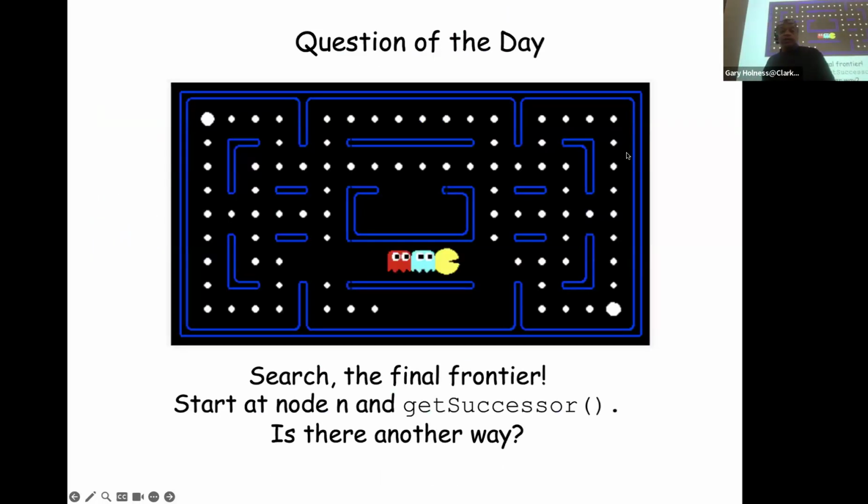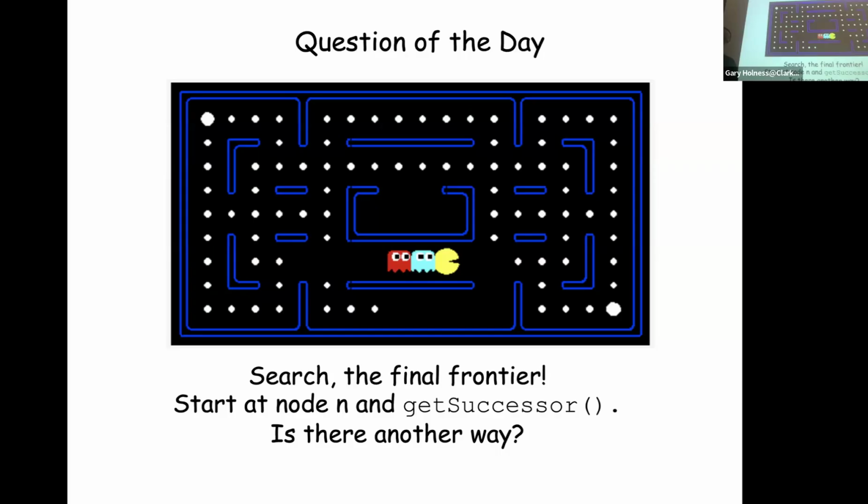All right, so we're talking about search, the final frontier. Many of the searches we've talked about are uninformed, and we've talked about informed search. We start at some node n, or starting node, and then we call get successors, and we expand the frontier again and again and again, and encounter nodes along the way. So this systematic approach for how you search is what we've been looking at.